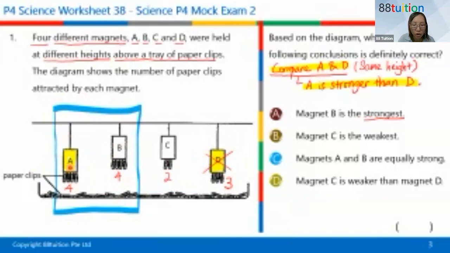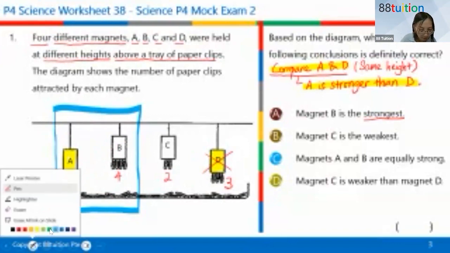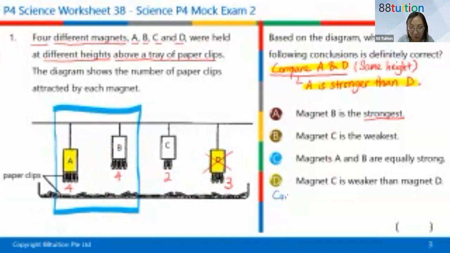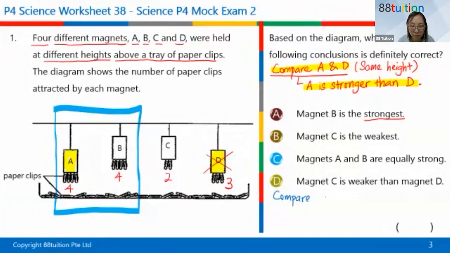Although they are of a different height, can you see that here is 4 paper clips and 4 paper clips, same number of paper clips attracted? So can everybody type in the chat, between A and B, who is stronger? All right, between A and B, who is stronger? So I compare A and B, all right, because they both attracted the same number, 4 clips, same number of clips. Therefore, I can compare them.